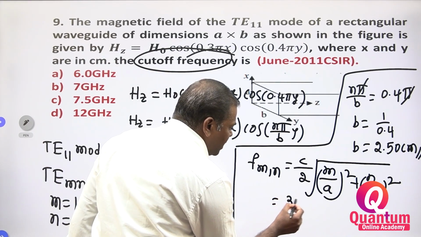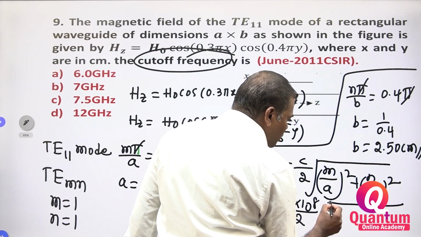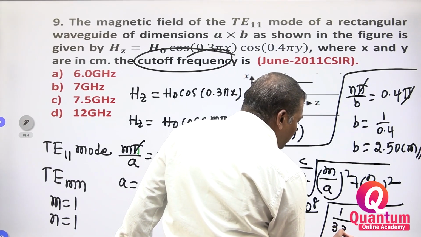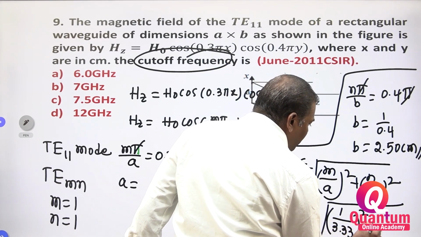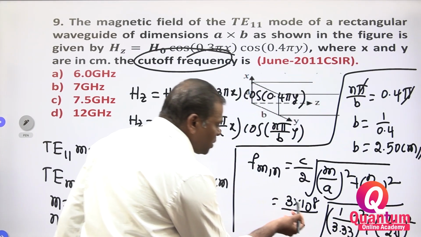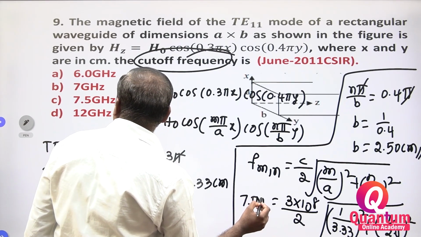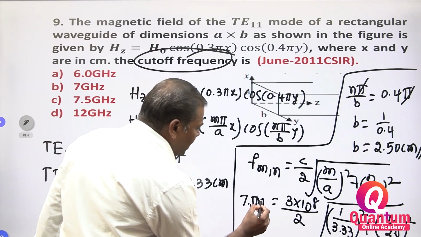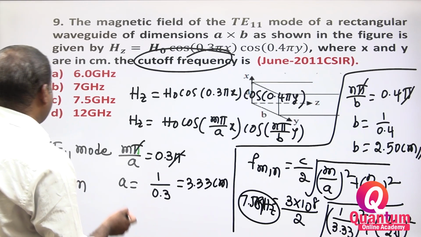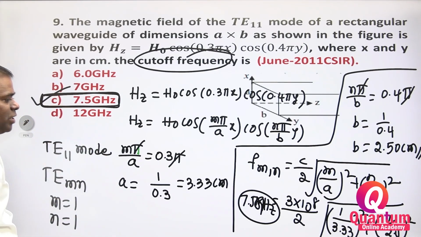C is the light velocity, 3 into 10 to the power of 8 meter per second, into 2 into square root of m is equal to 1, a is equal to 3.33 whole square plus 1 by b is equal to 2.5 whole square. If you do this one, you get 7.5 gigahertz. What is your option? According to that, you are getting 7.5 gigahertz.